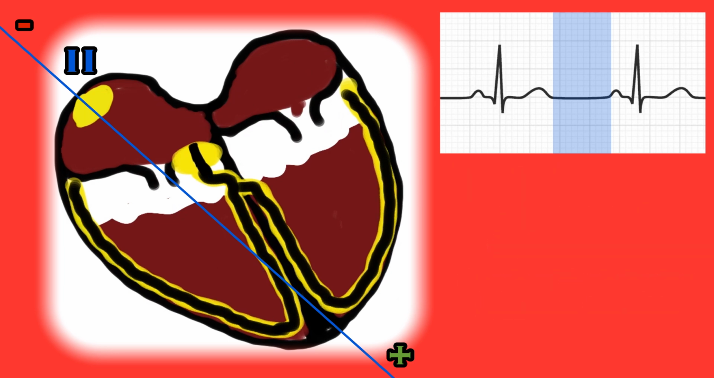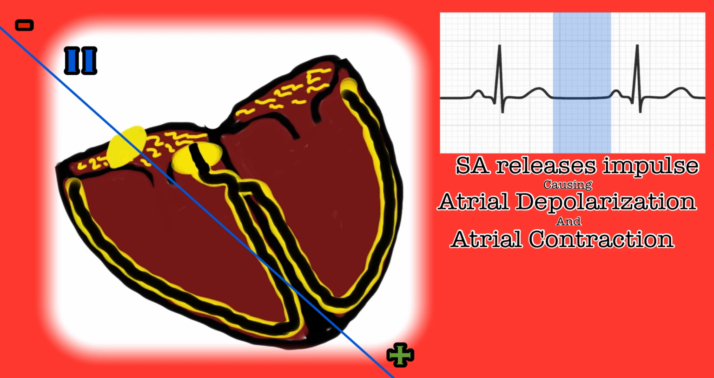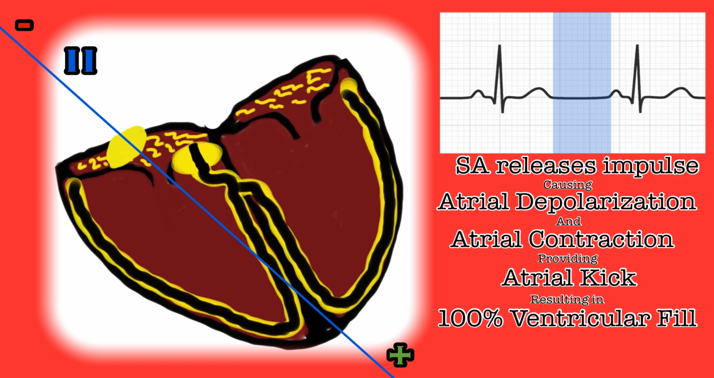And then, in a perfect heartbeat, our action potential initiates an impulse at the SA node, causing depolarization of the atrium, and with depolarization, we get contraction, which pushes the atrial kick blood volume, that final 20 to 30% of blood, to fill the ventricles up to 100% capacity. On the lead 2 strip, we see a small positively inflected little bump, known as the P wave.